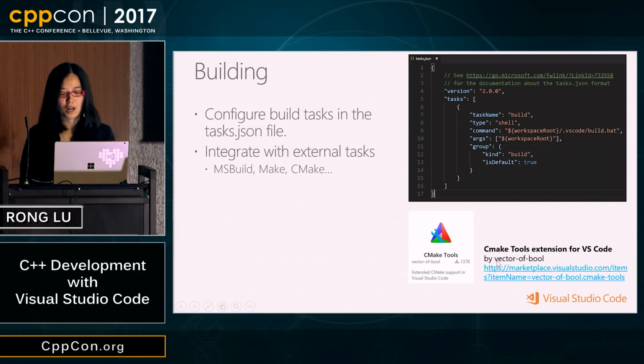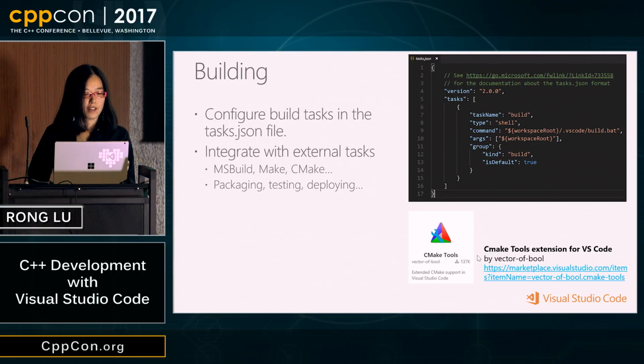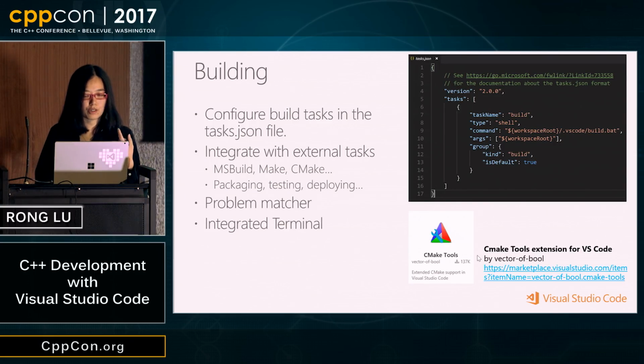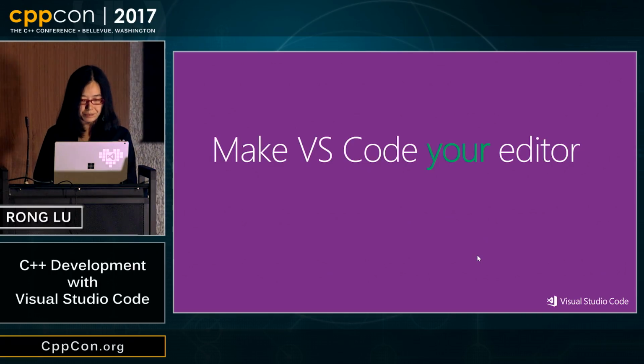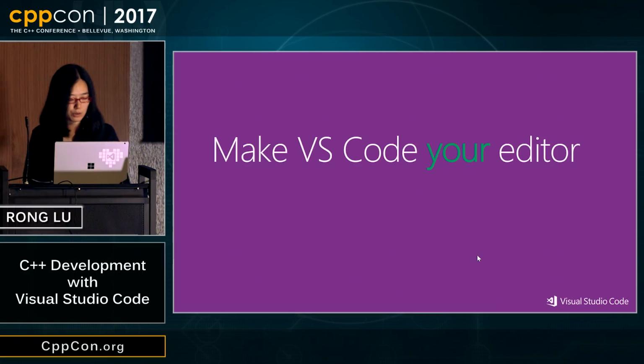He did a really good job getting the CMake experience into VS Code, so you can build CMake projects with very minimal effort in VS Code. External tasks, which means you can do anything else beyond debugging as well. You can do maybe packaging, testing, deploying. There's problem matcher and the integrated terminal I showed you, and a bunch of debugging features. Now, let me do the last demo real quick.